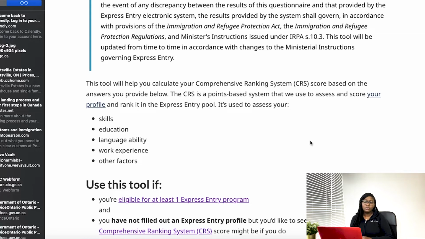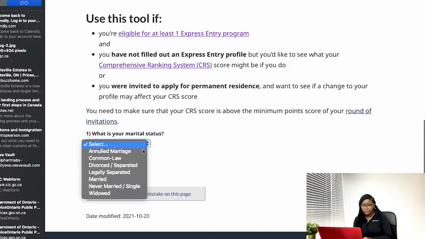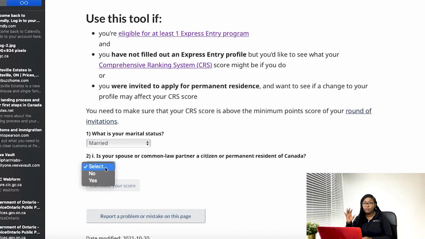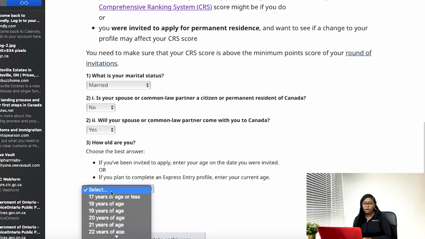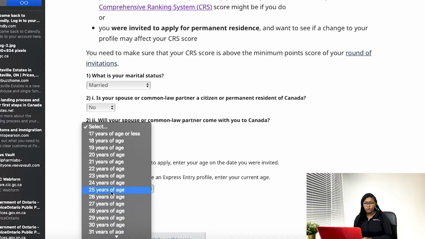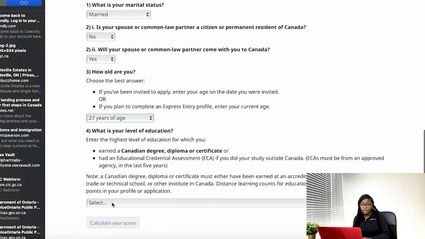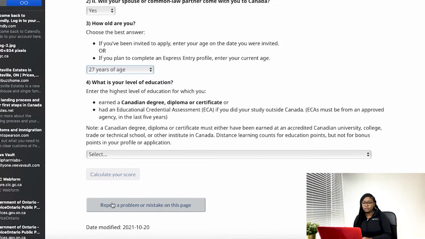I'm going to do a demo one just so you have an idea. I'm going to say married. And is your partner in Canada? I'm going to say no, so that you will take your partner with you. Will your spouse or common law partner come with you? Yes. How old are you? And remember, they are asking this because all of these make or break your application. So I'm going to say I'm 27. I think that's good, in between.